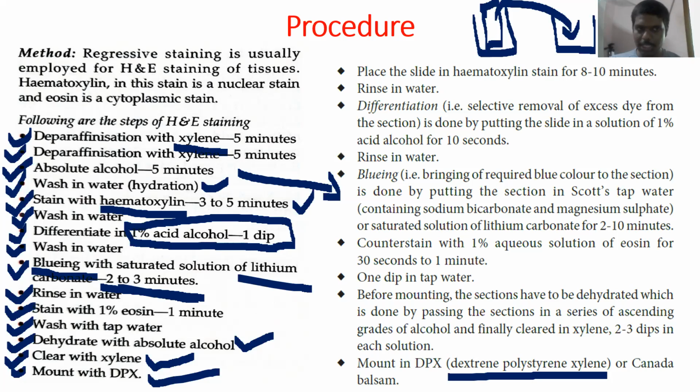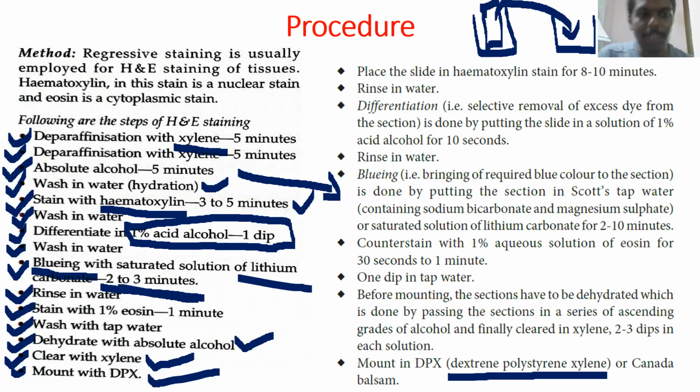After that, we need to wash in the water. Then we will differentiate with 1% acid alcohol. Now the hematoxylin may stay in the cytoplasm also. That cytoplasm hematoxylin needs to be removed. That removal can be done by dipping the slide in a 1% acid alcohol solution. So by dipping in 1% acid alcohol solution, the hematoxylin that is present in the cytoplasm will be removed, but still the hematoxylin that is present in the nucleus will remain intact.